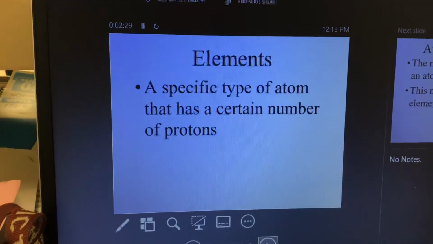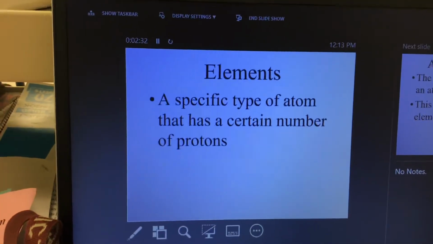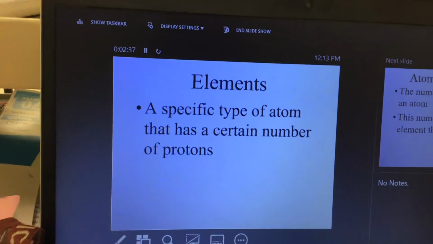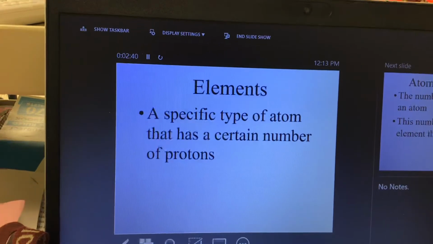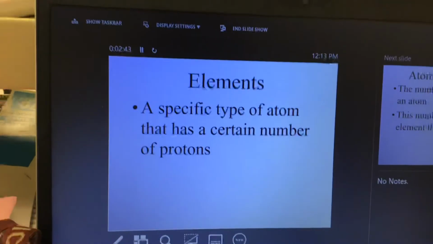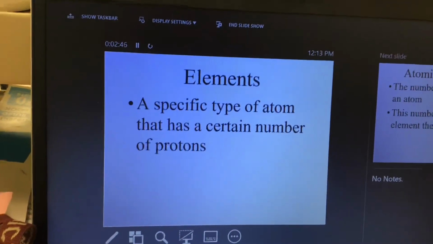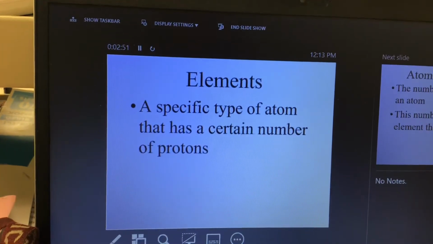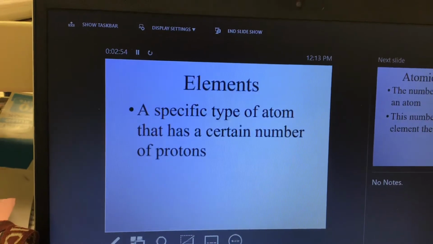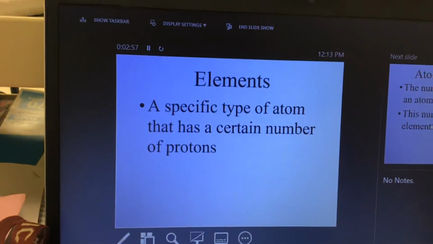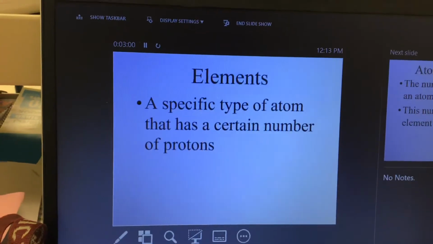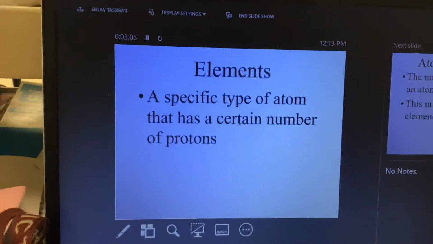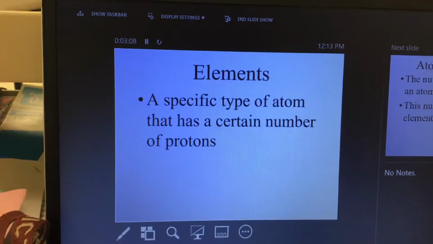Element. Take a moment, write this down. A specific type of atom that has a certain number of protons. So I use hydrogen as an example because it's 1 on the periodic table. Any atom that has one proton is hydrogen. So if you found a random atom and you saw it had one proton, if that was possible, you'd say, oh, this is hydrogen. Or if you saw two, oh, of course, this is helium. Okay? If I changed the number of protons, I changed the element.